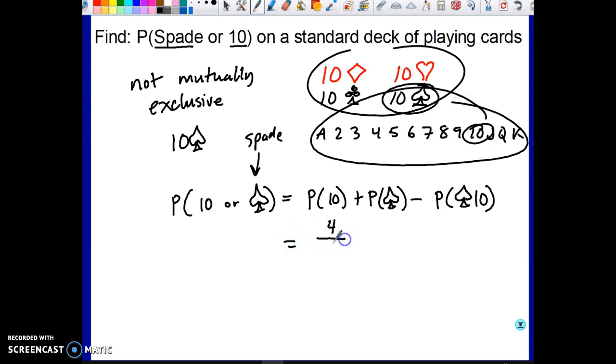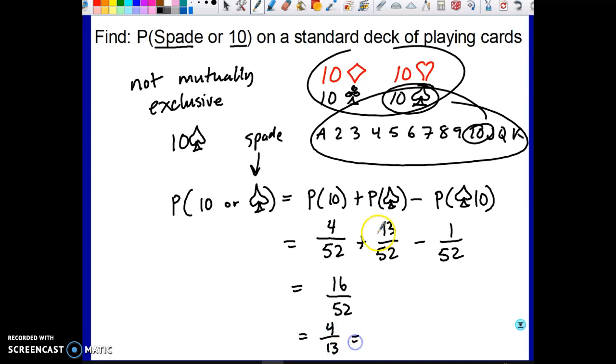It would be 4 out of 52 for the 10s, because there's 4 10s. Then there are 13 spades. And I have to subtract the one card that is both a 10 and a spade. 4 plus 13 minus 1, that's 16 out of 52. Let's simplify that fraction by dividing by 4. It'd be 4 out of 13.